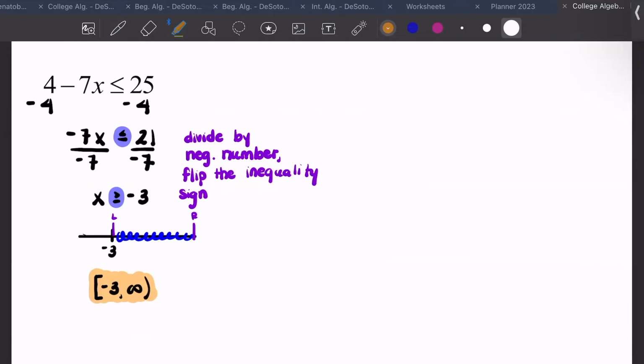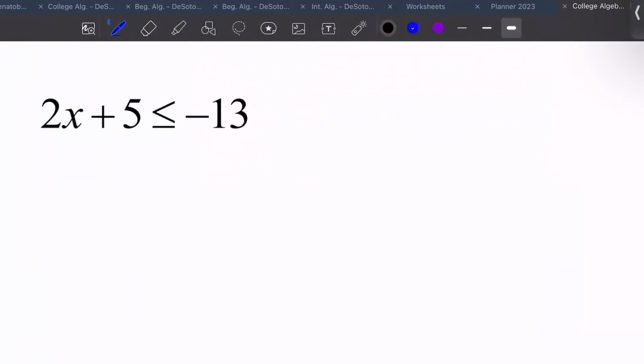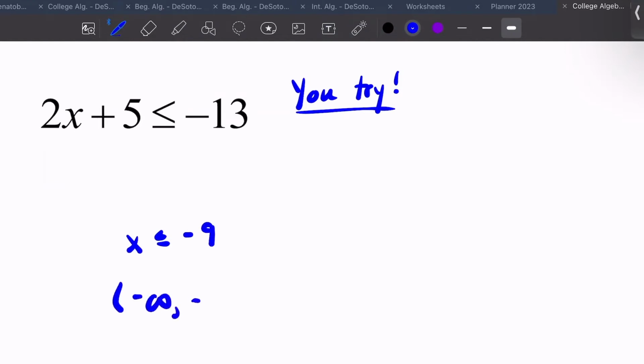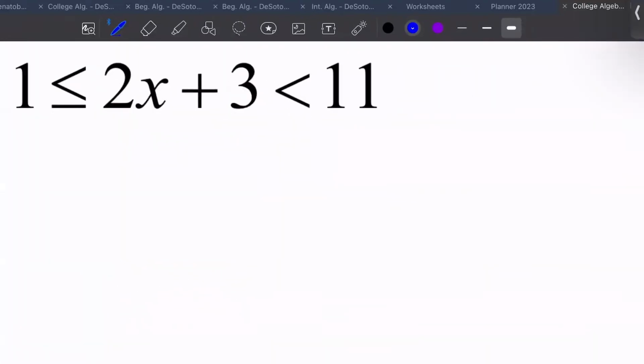Now, we have this one. Okay, this one's going to be one that I'm going to let you try. All right, and then when you get done with it, you should get that x is less than or equal to negative 9, and you should get negative infinity to negative 9, and you'll have a bracket on that. Okay, so you solve that and do it by yourself, and you should get that. Now let's look at this one.